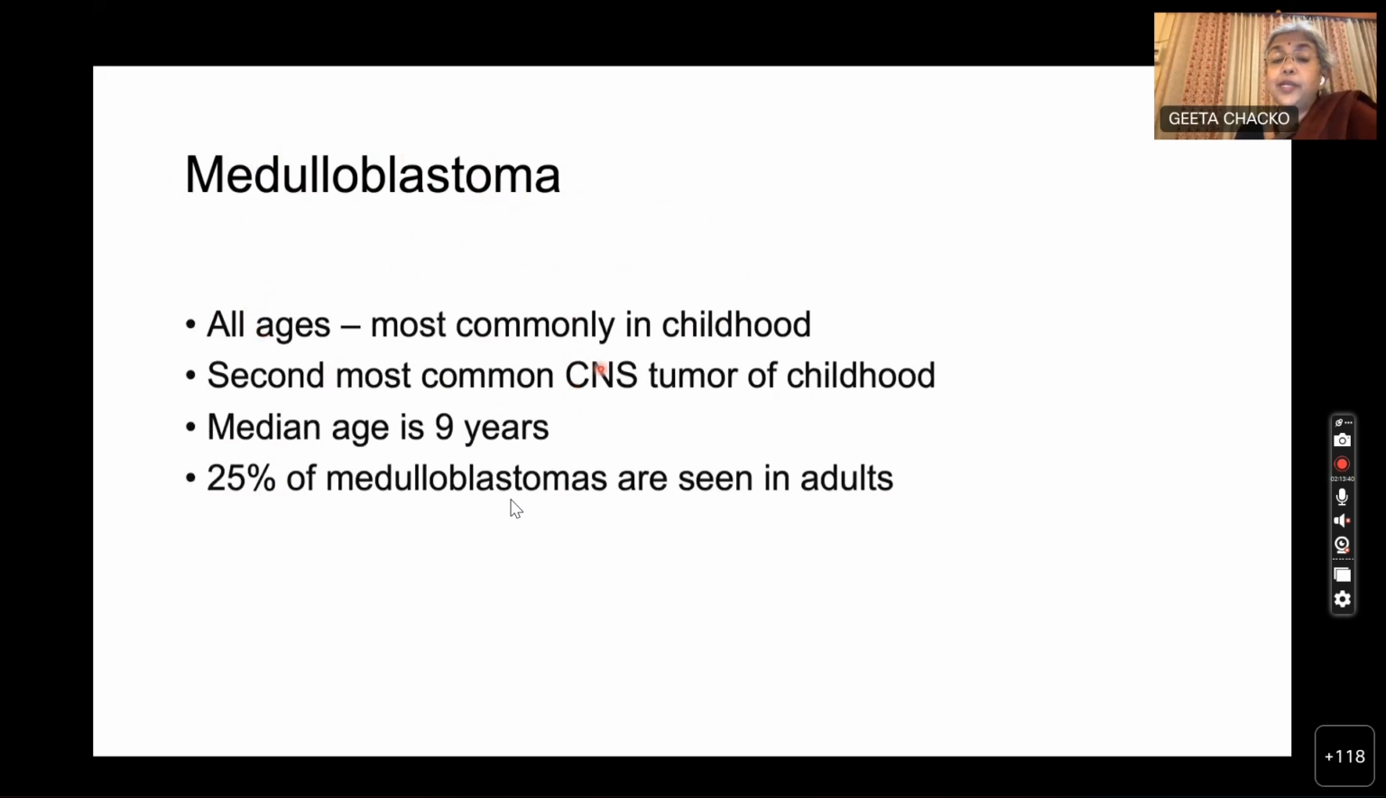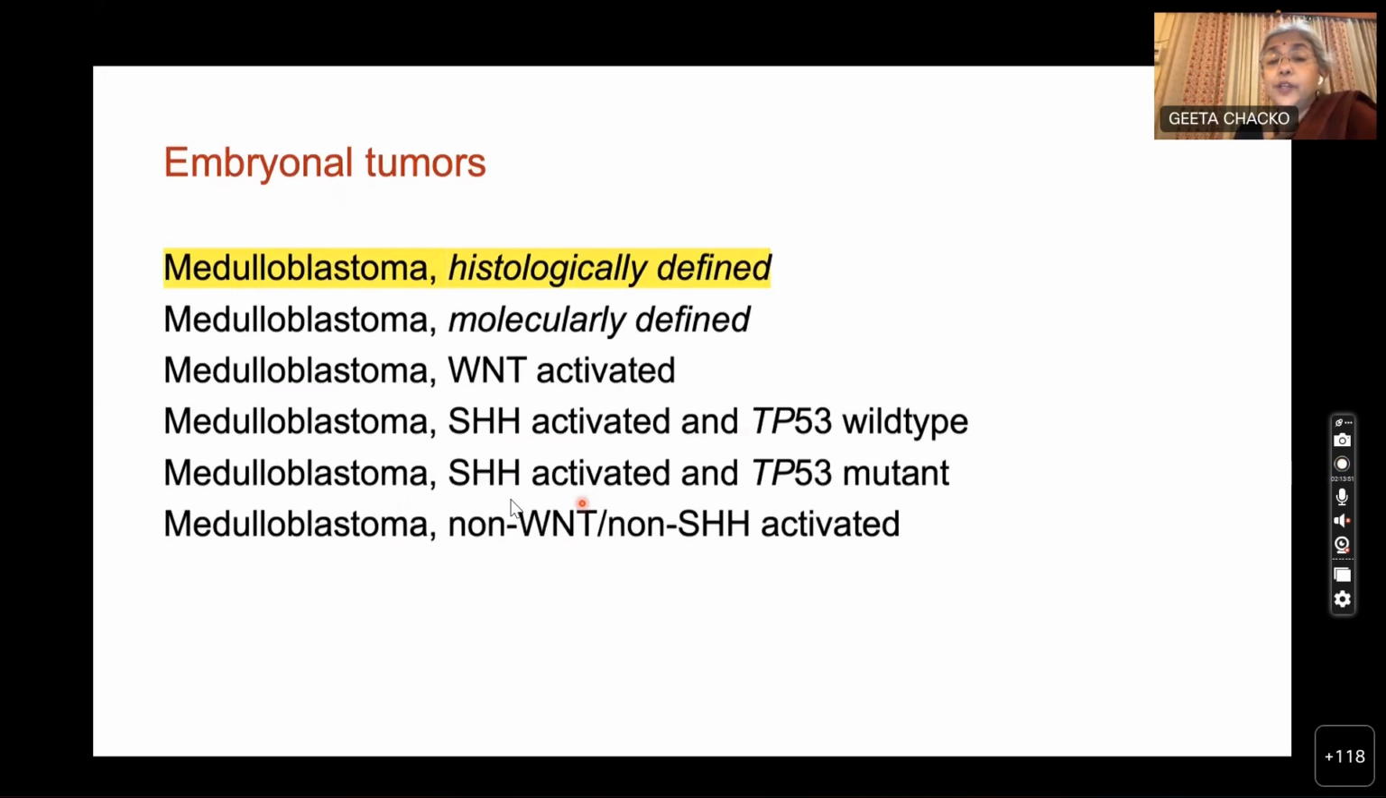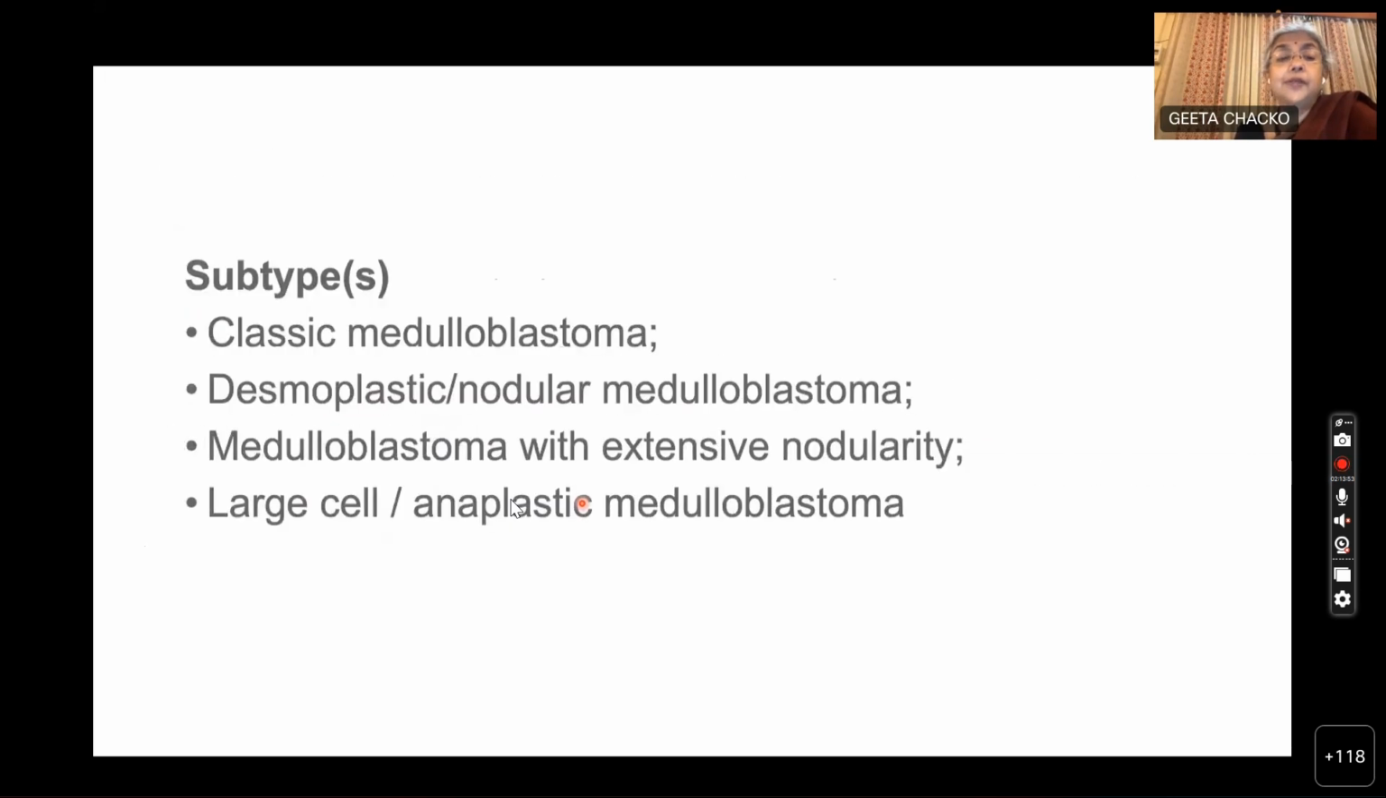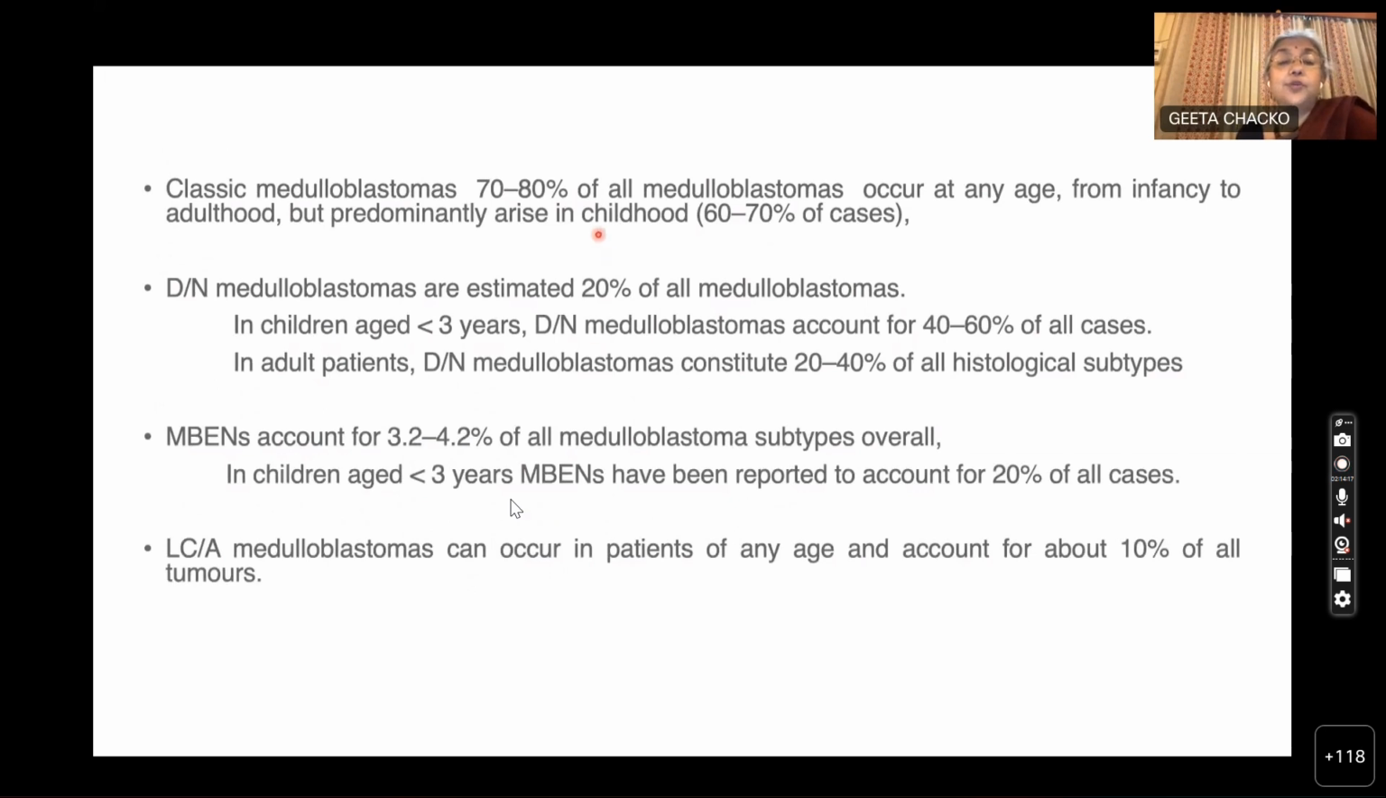Medulloblastomas occur actually at all age groups, but is most common in childhood and the second most common CNS tumor of childhood. And about 25% of medulloblastomas occur in adults. So when you look at it by histological definition, there are four types. The classic, the desmoplastic nodular, which we saw, medulloblastoma with extensive nodularity, which is essentially this with very scanty internodular zones. I'll show you a picture. And the large cell or anaplastic are medulloblastomas that have either large cells with prominent nucleoli, a lot of pleomorphism, or anaplastic features. I'll just demonstrate some of it to you.